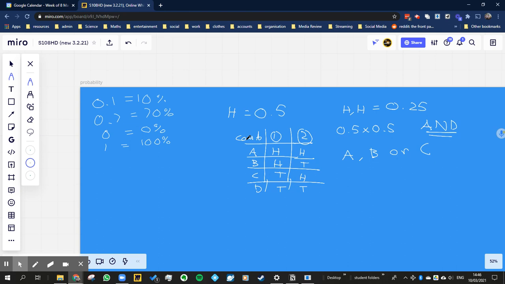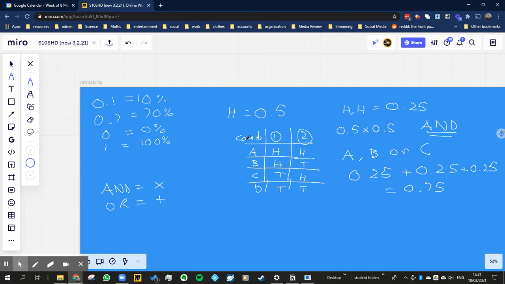When we do or, we add them. So it's going to be 0.25 plus 0.25 plus 0.25, which is 0.75. So when we are using and, we multiply probabilities, and we'll look at some more examples of this in a moment. When we're using or, like what's the probability of this happening or this happening, we add the probabilities.